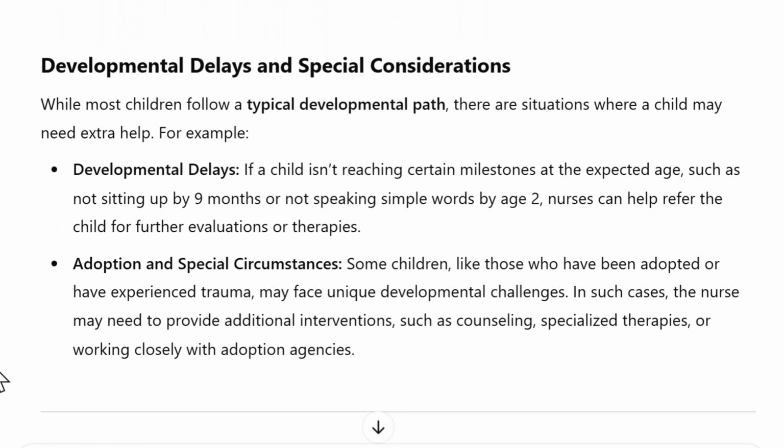Developmental delays and special considerations. While most children follow a typical developmental path, there are situations where a child may need extra help. For example, developmental delays. If a child isn't reaching certain milestones at the expected age, such as not sitting up by 9 months or not speaking simple words by age 2, nurses can help refer the child for further evaluations or therapies.